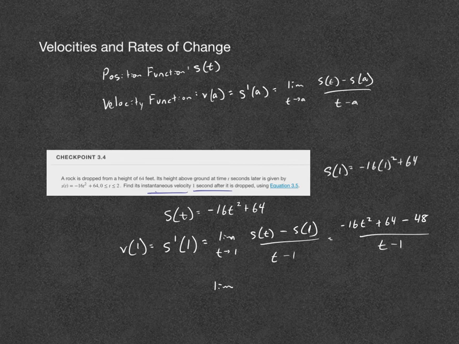Limit as t approaches 1 of negative 16 t squared plus 64 minus 48. Let's see, what is that going to be? I think it's 16: 16, 48, 58, 64. Yeah, 16. So that would be plus 16, divided by t minus 1. All right, we're getting somewhere. I see a common factor of 16, but I'm actually going to factor out a negative 16 because it'll help you to see what happens next.